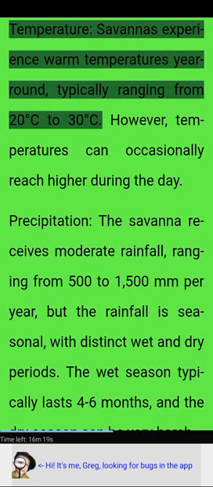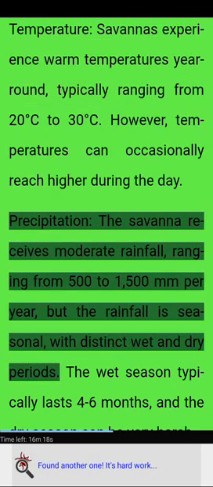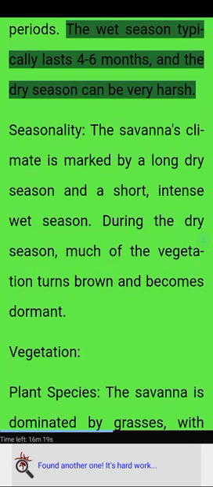Temperature. Savannas experience warm temperatures year-round, typically ranging from 20 degrees Celsius to 30 degrees Celsius. However, temperatures can occasionally reach higher during the day. Precipitation. The savanna receives moderate rainfall, ranging from 500 to 1,500 millimeters per year, but the rainfall is seasonal, with distinct wet and dry periods. The wet season typically lasts 4 to 6 months, and the dry season can be very harsh.